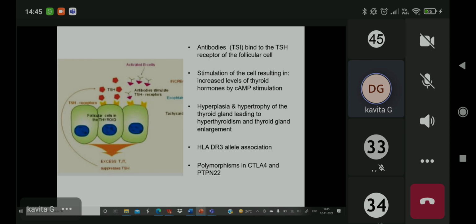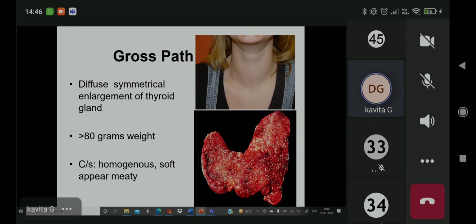So your antibodies that are already present, TSI, bind to the TSH receptor of the follicular cell. This is stimulated by an increased activation of the cAMP pathway, leading to increased levels of the thyroid hormones, and hyperplasia and hypertrophy lead to hyperthyroidism as well as thyroid gland enlargement. There is an HLA-DR3 allele association. So grossly, now look at this patient over here. You can see there is some sort of a swelling or enlargement of the neck area, and it's diffuse. You can see it's making some sort of a collar.